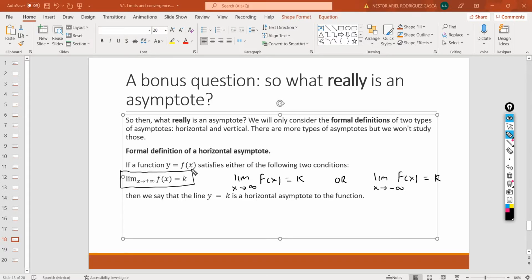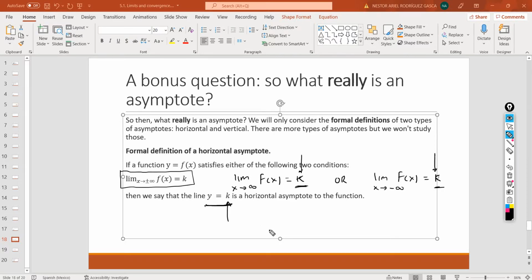So if a function y equals f of x satisfies either of the following two conditions, that the limit as x approaches either plus infinity or minus infinity is a particular value, a particular real number, then we say that the line y equals k, and look at this, k is that particular number towards which the function approaches.